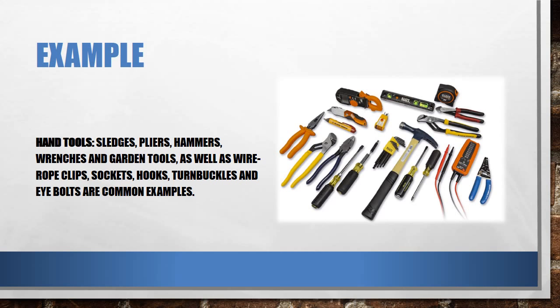As examples, in the image we can see spanners, pliers, hammers, wrenches, and garden tools, as well as wire rope clips, sockets, hooks, turnbuckles, and eye bolts as common examples.